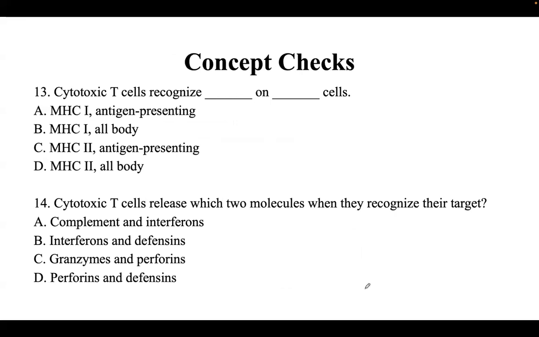Okay, questions for you. Cytotoxic T cells recognize what kind of MHC presented on what type of cell? Cytotoxic T cells. What is that? B. MHC I on all body cells, or all nucleated cells rather, because MHC is not present on RBCs.